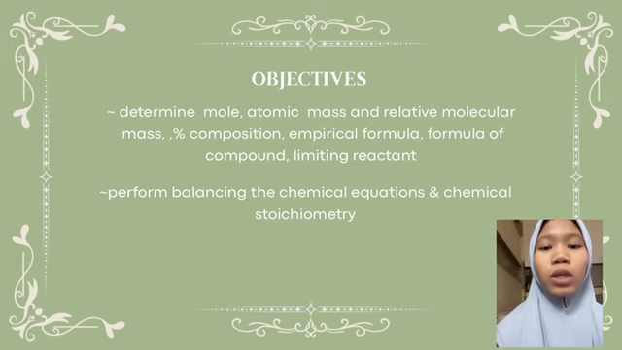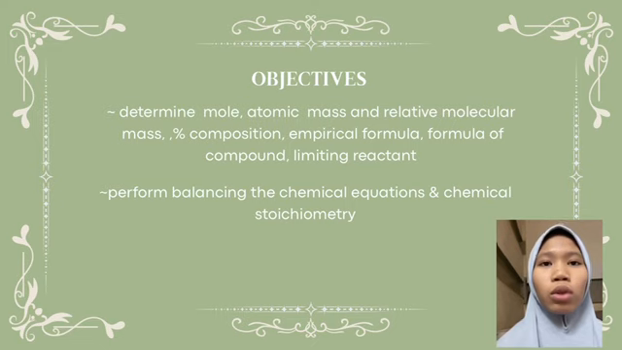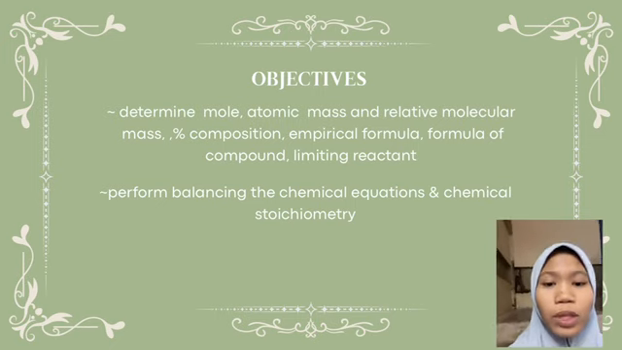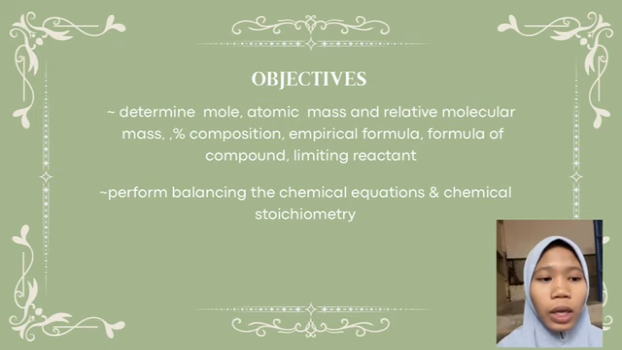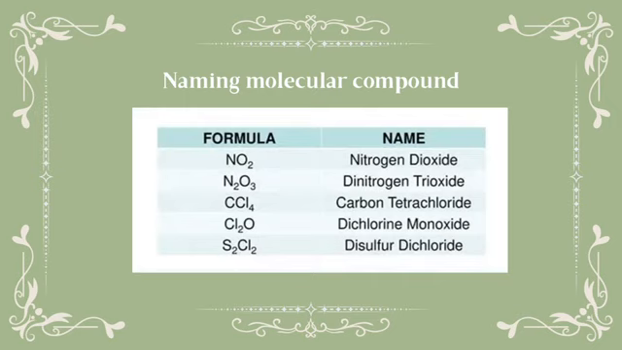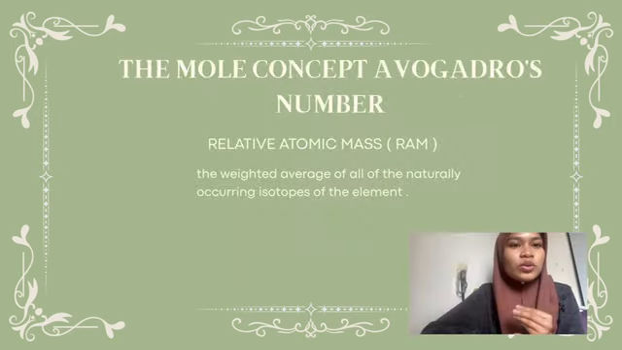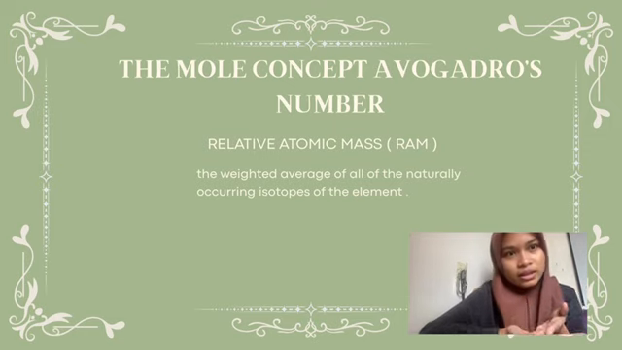The objective of this subtopic is to determine atomic mass and relative molecular mass, percent composition, empirical formula, formula of compound, limiting reactant, and after that to balance the chemical equation and do chemical stoichiometry. So let's continue to our other subtopic, the mole concept and Avogadro numbers.